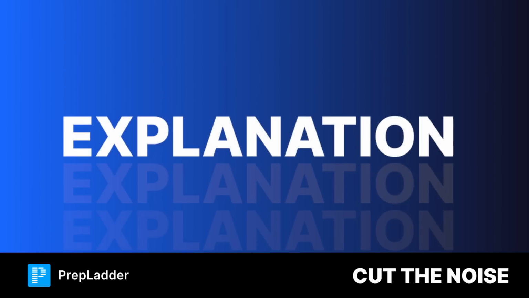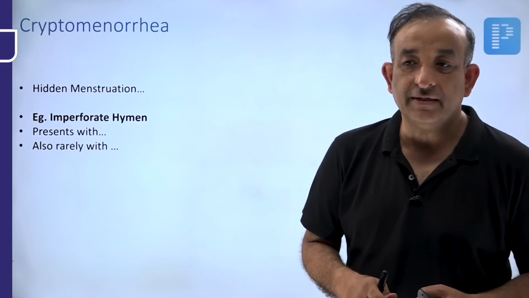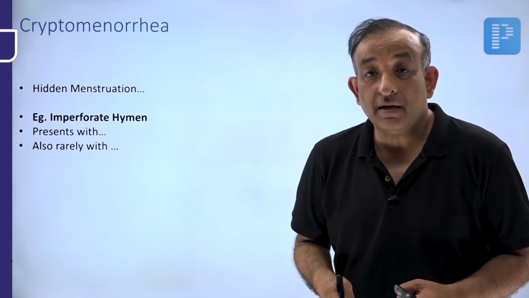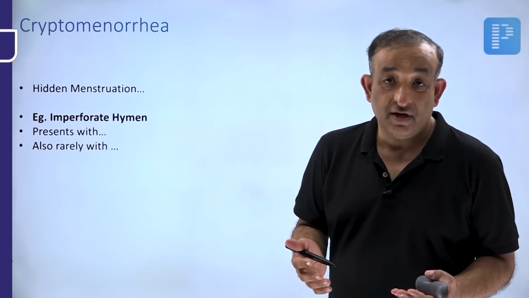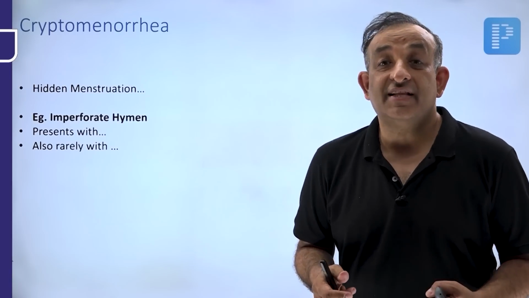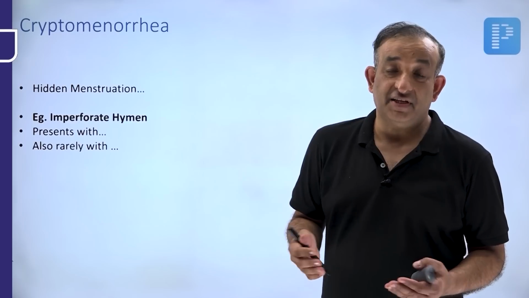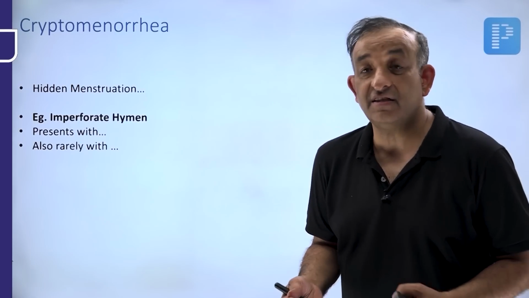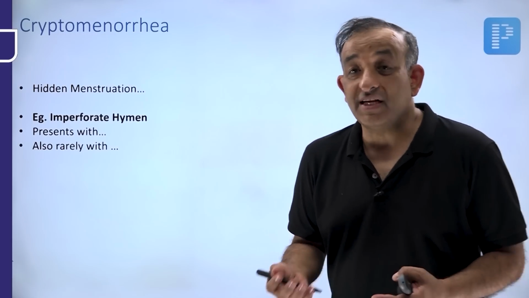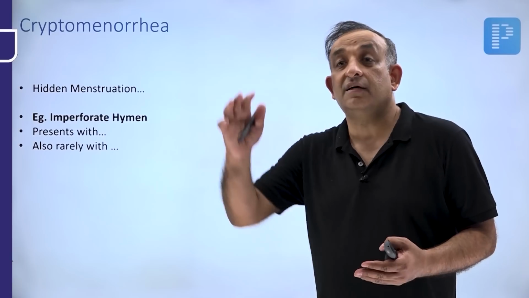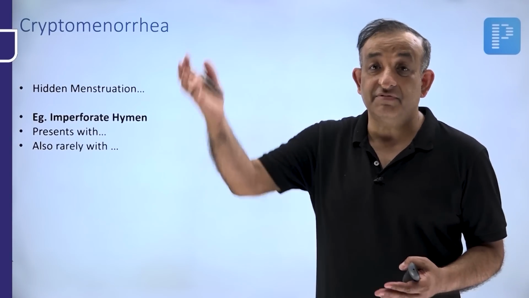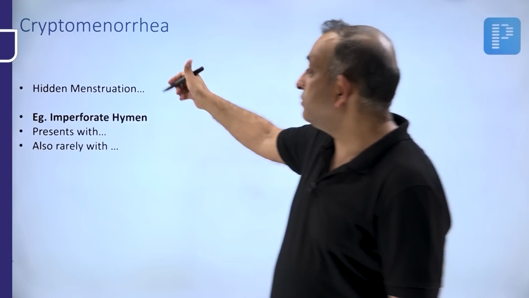Here's the explanation. Abnormal uterine bleeding is cryptomenorrhea, where the patient is bleeding, but it is hidden menstruation. The patient doesn't know that she's having menstruation and she comes to you saying that she's never had periods in her life. She's a young girl, let's say 14, 15, 16 years. She says, sir, I've never had periods in my life. She comes to you with primary amenorrhea. You examine the lady and you see that the hymen is imperforate, or it could be a transverse vaginal septum, which is a Mullerian defect.